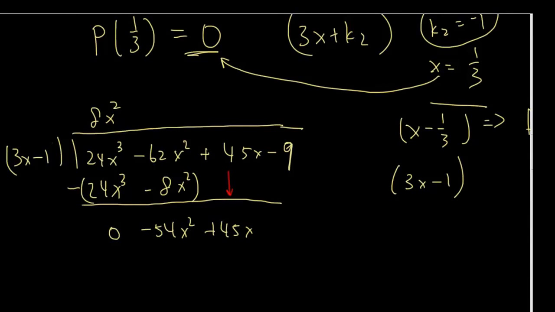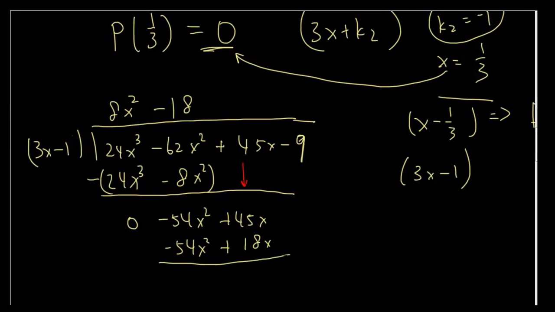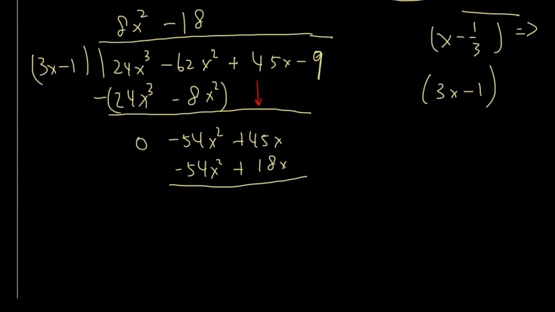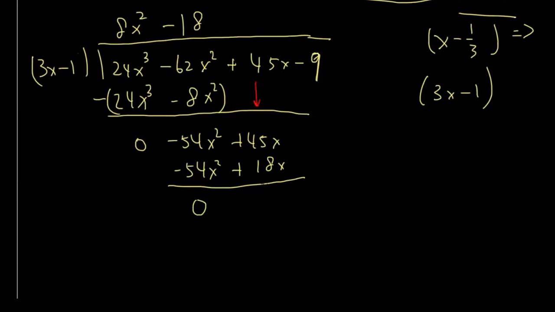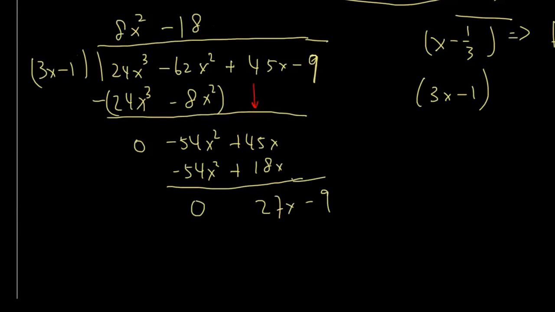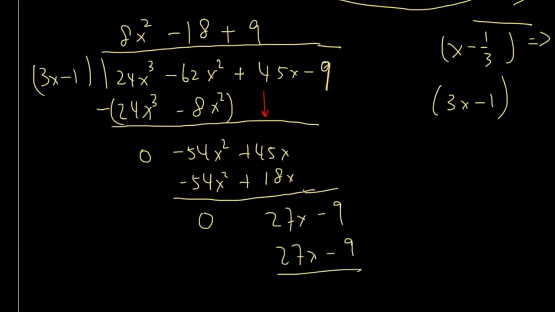Okay, so minus 18. 3 times 18 is 54. So that will be negative 54, and then plus 18. Negative 54 minus negative 54 will give me a 0. 45 minus 18 will give me a 27 minus 9. That conveniently gives me 9, and 27 minus 9 gives me 0.